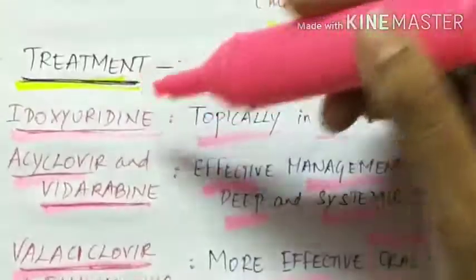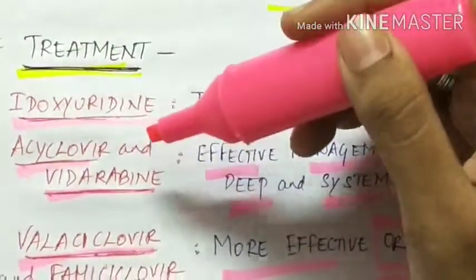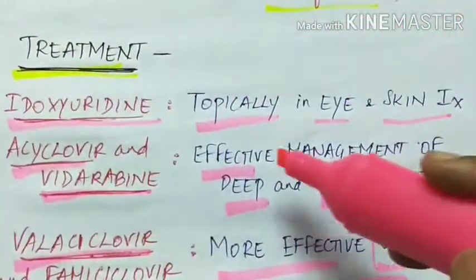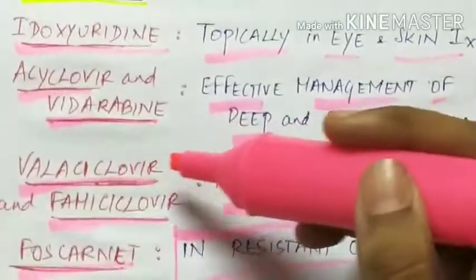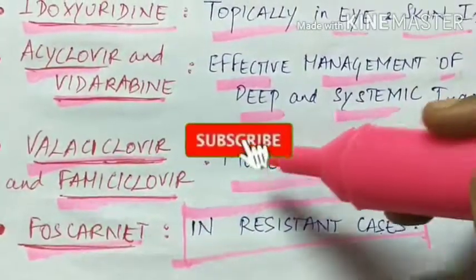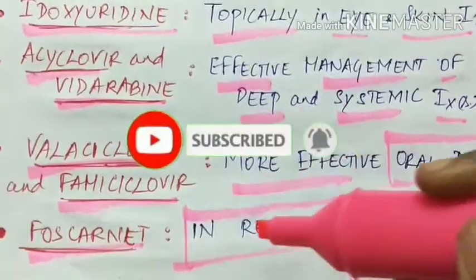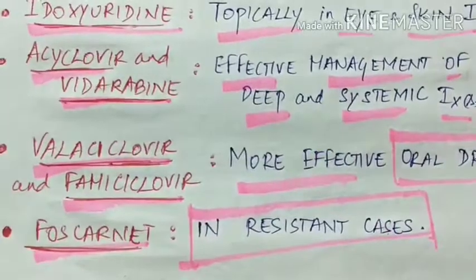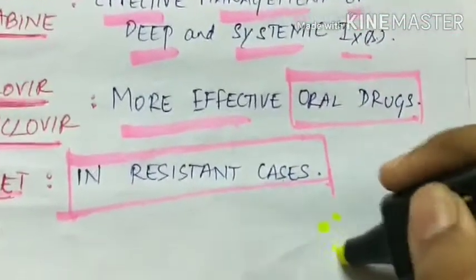So idoxuridine is used topically in eye and skin infections. Acyclovir and vidarabine are used for effective management of deep and systemic infections. Valacyclovir and famciclovir are more effective oral drugs, and foscarnet is used exclusively in resistant cases. This is about herpes simplex virus type 1 and type 2.